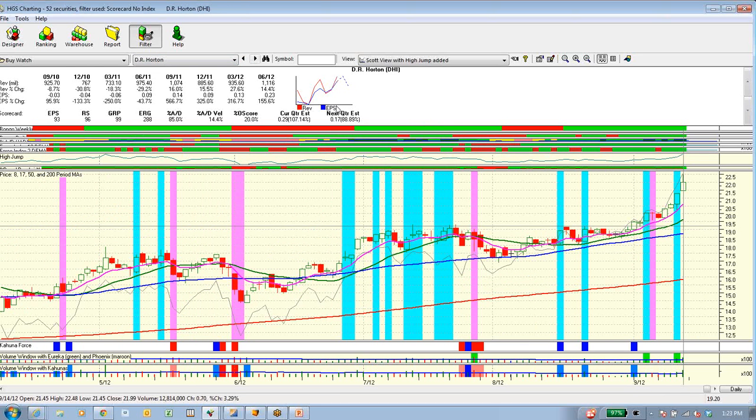Lots of home builders, they all have the same pattern, certainly breaking out. Shooting star here. Here's the problem on the home builders, and you'll see this over and over again. They're maxed out on the high jump. These guys have got to go sideways and let the 50-day catch up.